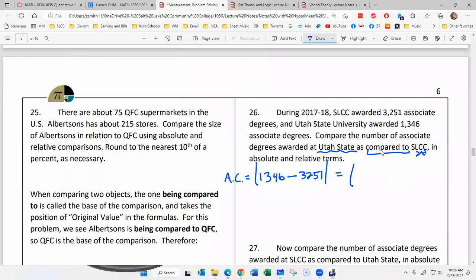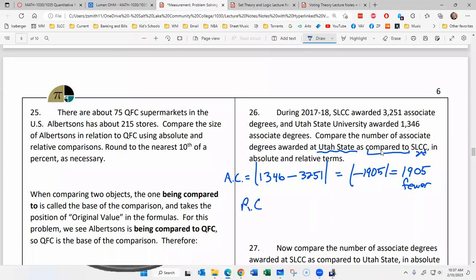Negative. The absolute value wipes out the negative, but then we have to put in English, fewer. So we could then say Utah State has 1,905 fewer associate degrees awarded. And that makes sense from the numbers.